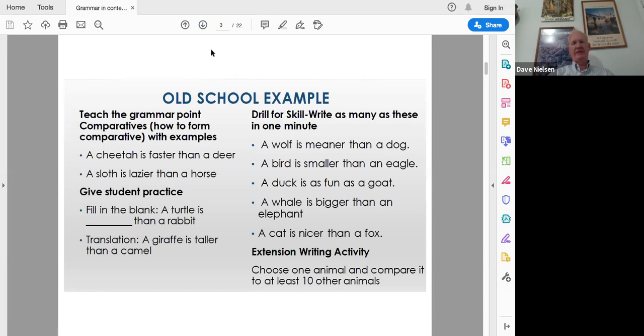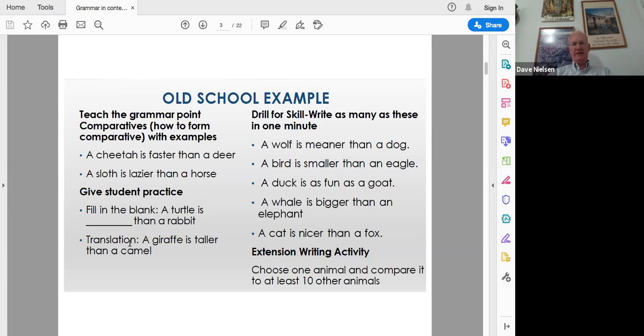The old school example would be to teach a grammar point, such as comparatives. As an example of a comparative, you would teach a cheetah is faster than a deer. All of these are English examples. So you would teach what to add on to the ending, like ER, onto the adjective. So a sloth is lazier than a horse. Then you would give students practice, such as fill in the blank. A turtle is blank than a rabbit. Have them come up with slower than a rabbit.